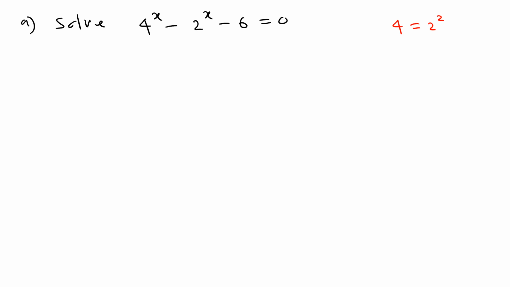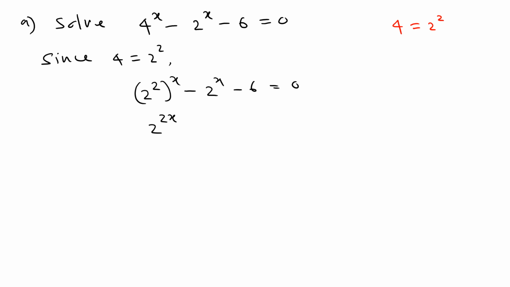Since 4 equals 2 squared, we can replace 4 by 2 squared, so we get 2 squared to the x, minus 2 to the x, minus 6 equals 0. Now we can write this as 2 to the 2x minus 2 to the x minus 6 equals 0.